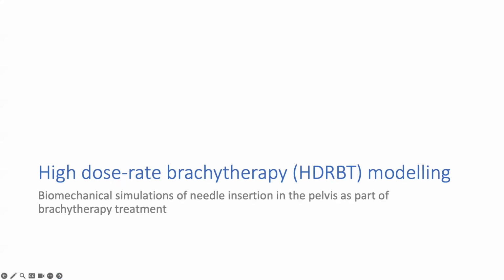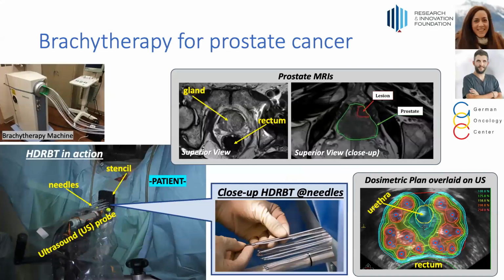And then some more exciting stuff. A couple of years ago, we started this collaboration with the German Oncology Center, where they are experts in brachytherapy treatment. So this is just a slide to explain what it is. It is a technique for managing prostate cancer, for treatment. So instead of external irradiation, this is internalized irradiation.